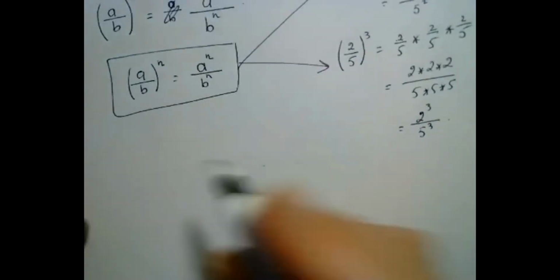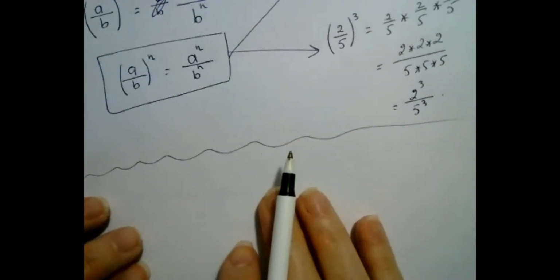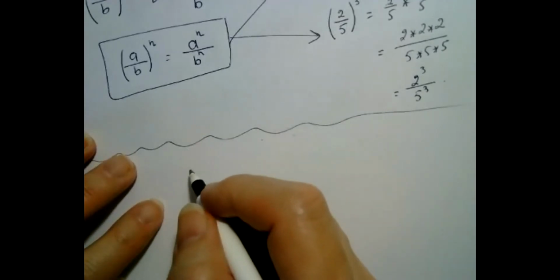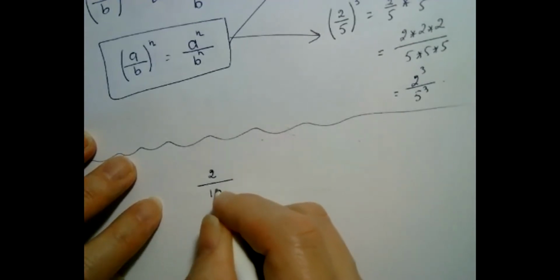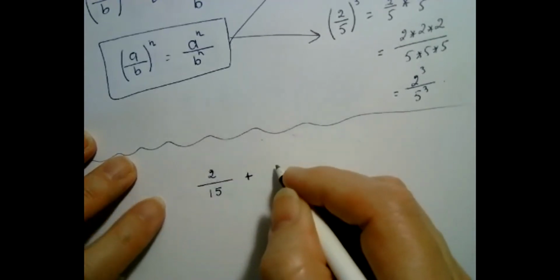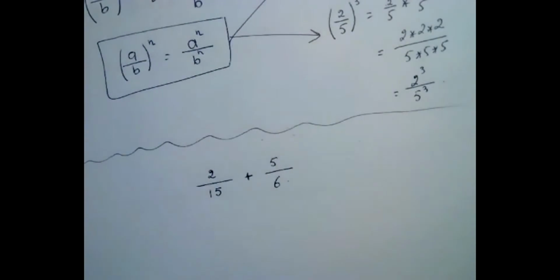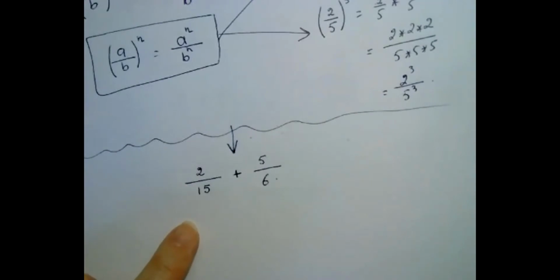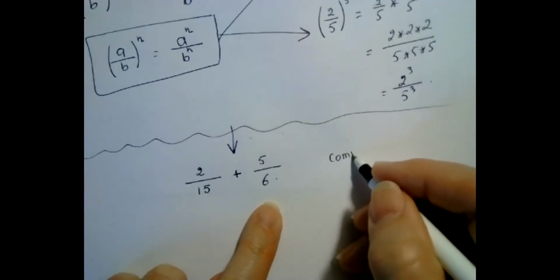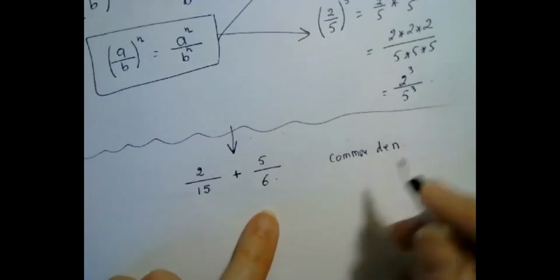Okay, so let me do a very, very small exercise with you, just for adding fractions. Suppose I take 2 over 15, and I'm going to add to it 5 over 6. Very simple problem. So this is adding, and the denominators are different. Immediately, we need to find a common denominator. That's in addition: different denominators, common denominator.